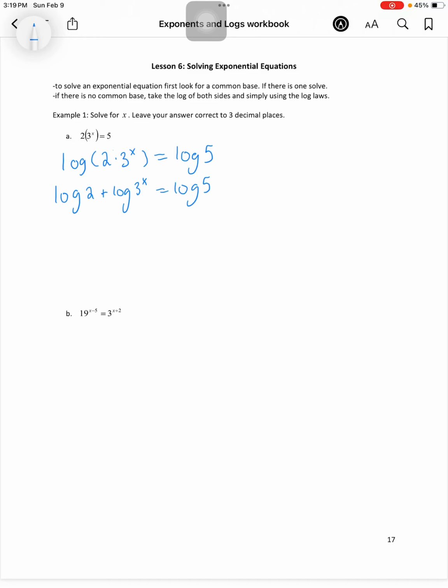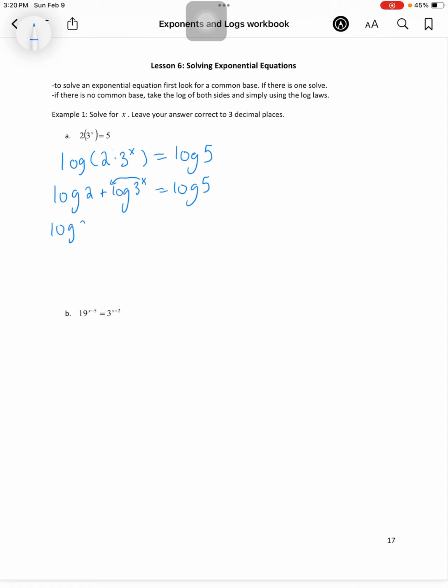At this stage, we have to see what we can do next. We want to solve for x, and we can't solve for x when it's in the exponent slot, which it still is. So what can I do with the x in the exponent? After some thinking, you should realize I can move it to the front due to the power law. So now it's going to be log 2 plus x log 3 equals log 5. From here, we're just going to move everything to the right side and isolate for x. So x log 3 equals log 5 minus log 2.